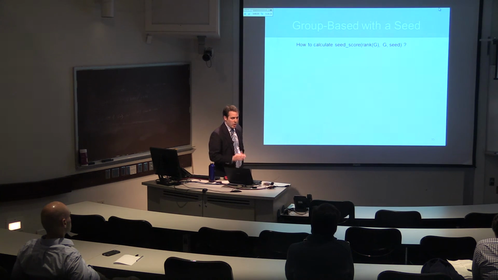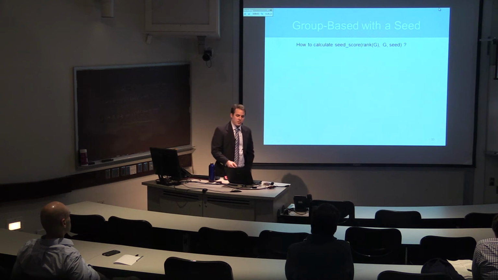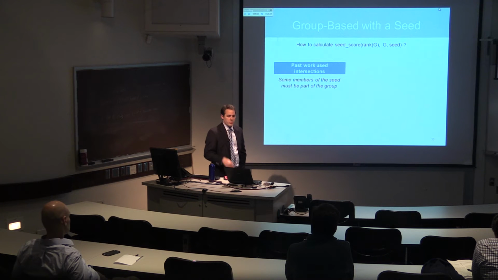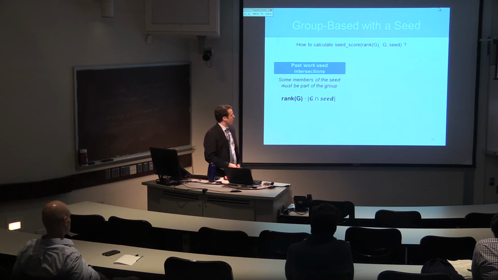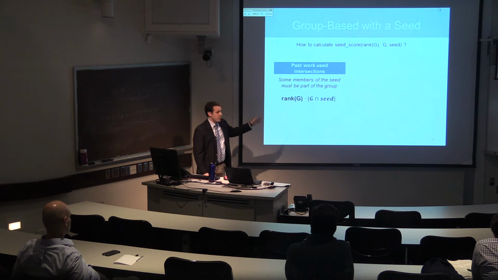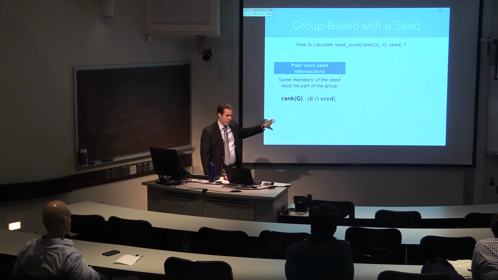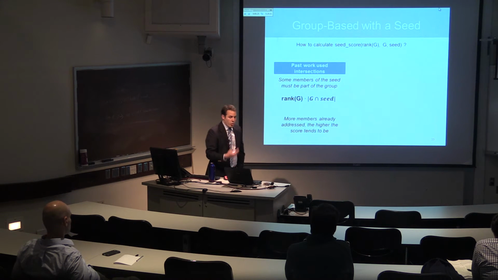So how can we calculate this function of the rank of a group, members of the group, and members of the seed? Well, past work used intersections, where some members of the seed must be part of the group. So the rank of the group was multiplied by the size of the intersection. So if there was no intersection, the score would be 0. But the larger the intersection, the larger this value would tend to be, meaning the more members of some group that have already been addressed, the higher the score tends to be.